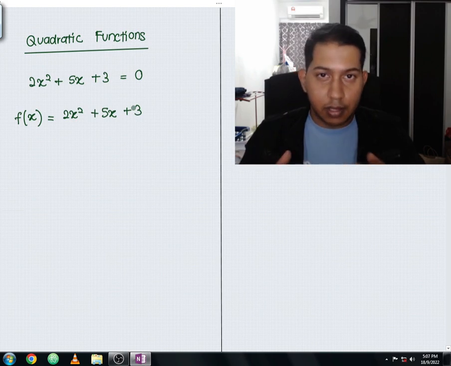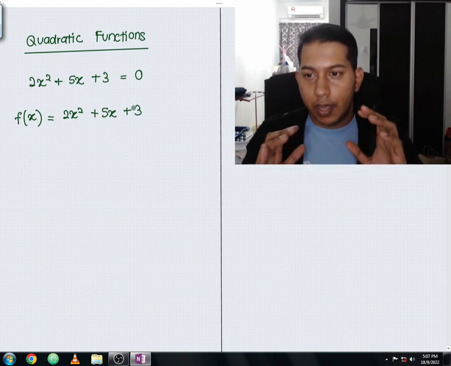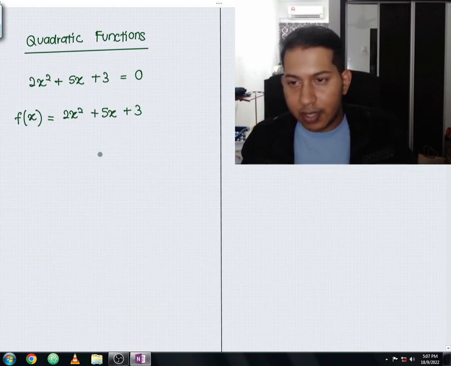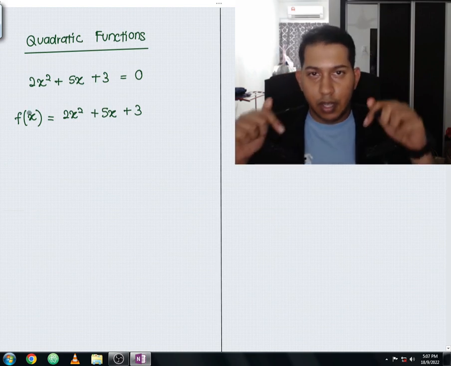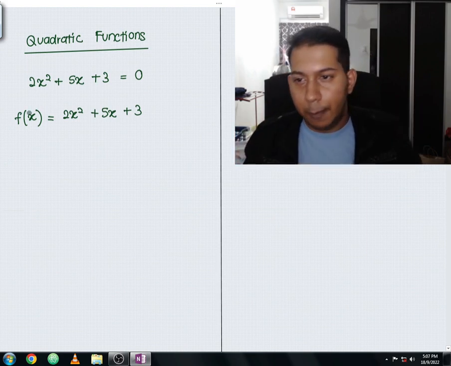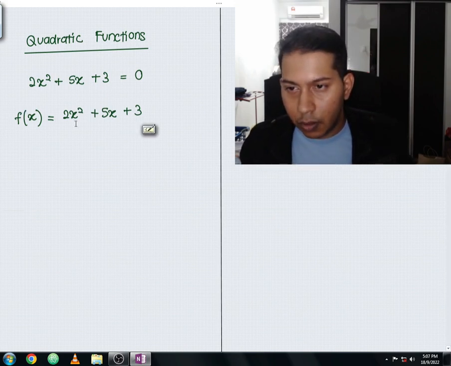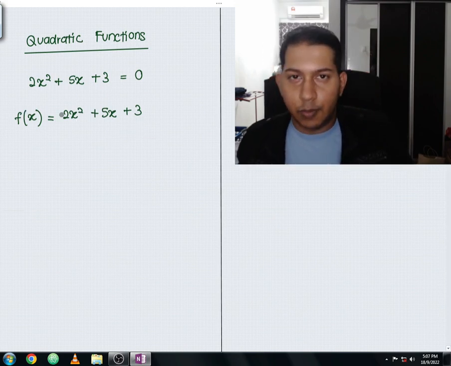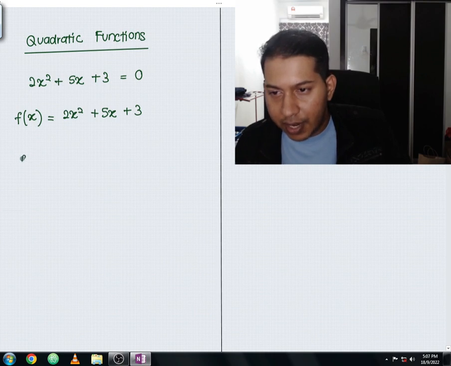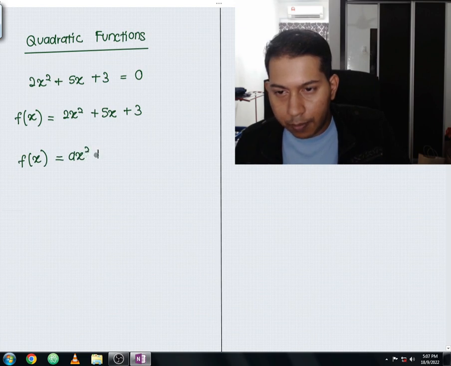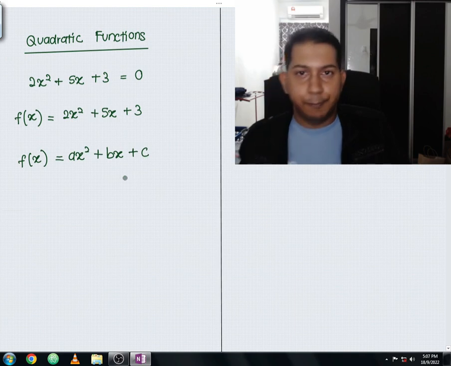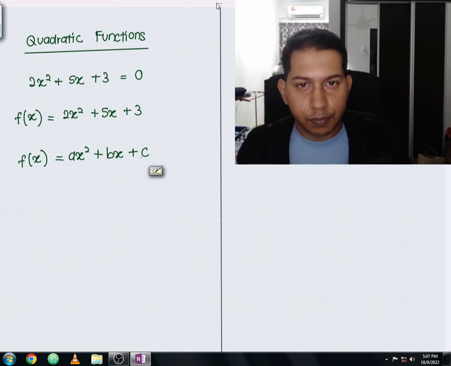These are the differences, guys. I hope you can get this clear. This is what we're going to discuss for this new subtopic. They are almost similar but not exactly the same. This is just an example. So in general, we can write f(x) equals ax squared plus bx plus c. Let me box this.